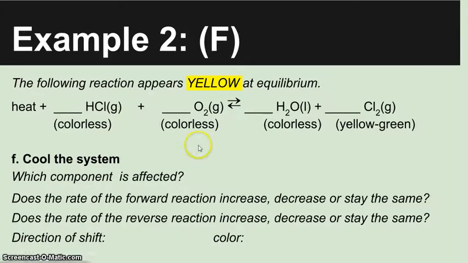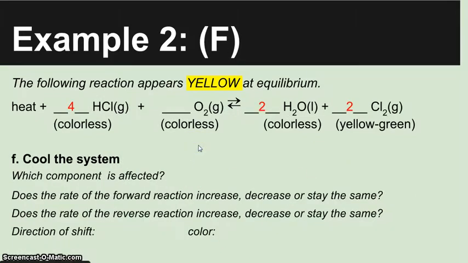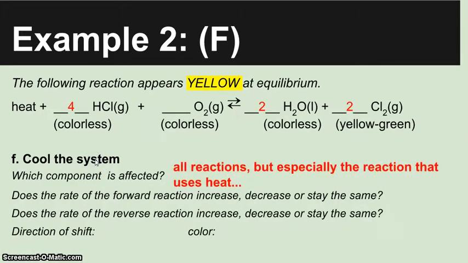Okay, let's try example F. Let's cool the system. Again, same deal, let's balance. When we cool the system, same deal. We're going to affect all the reactions, but the reaction that uses heat is going to be affected to the greater extent. The forward reaction requires heat to begin. It's an endothermic reaction. It must mean that there's a lot of energy required for that forward reaction. If that's the case, if I cool the reaction down, that's going to impact the forward direction a lot. An incredible amount.